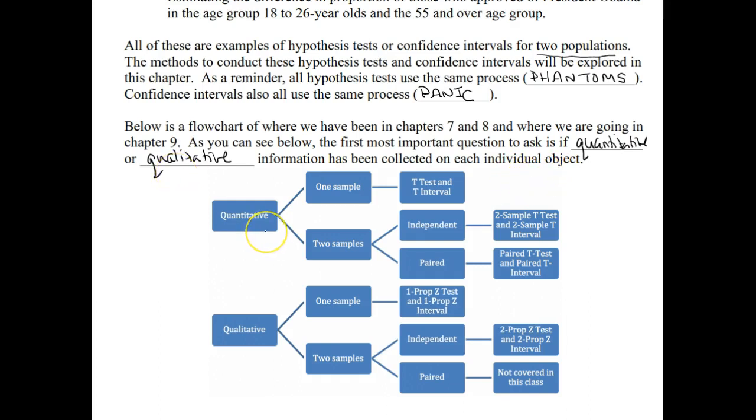Some of these tests we've already done. The t-test and t-interval we have already done, and the one prop z-test and one prop z-interval. So these we've done in the previous chapters. When we had quantitative data and just one sample, we could do a t-test if we wanted a hypothesis test and a t-interval if we wanted a confidence interval for mu. And when we had qualitative data and we took one sample, we looked at the one prop z-test and one prop z-interval, again depending on whether we wanted to test a hypothesis or compute a confidence interval for p.